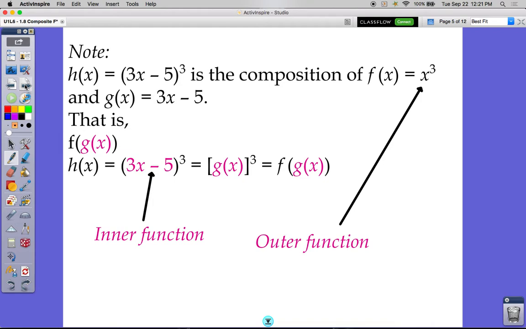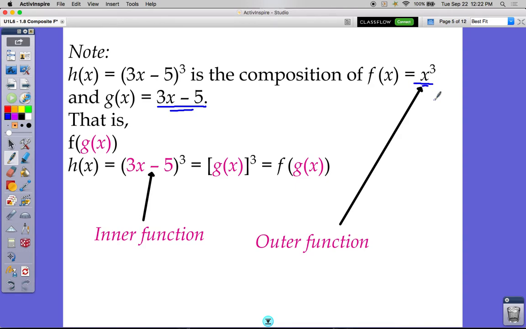So h of x being equal to 3x minus 5 quantity to the third power really looks like the composition of x cubed and 3x minus 5. That is, the outer function x cubed got substituted with 3x minus 5. So now 3x minus 5 goes into the equation. Well, 3x minus 5 is what we saw inside of h of x. It's the same thing as g of x. So that's the same thing as g of x cubed. Well, x cubed was f of x. So it's like they took all of this and plugged it into this.